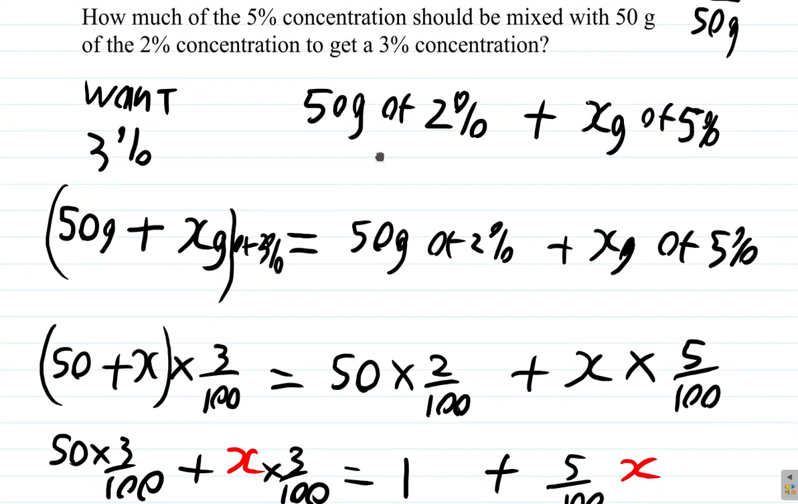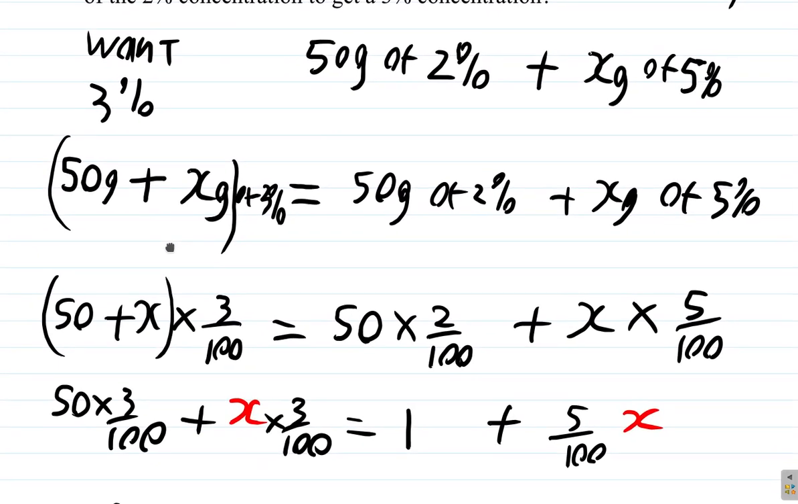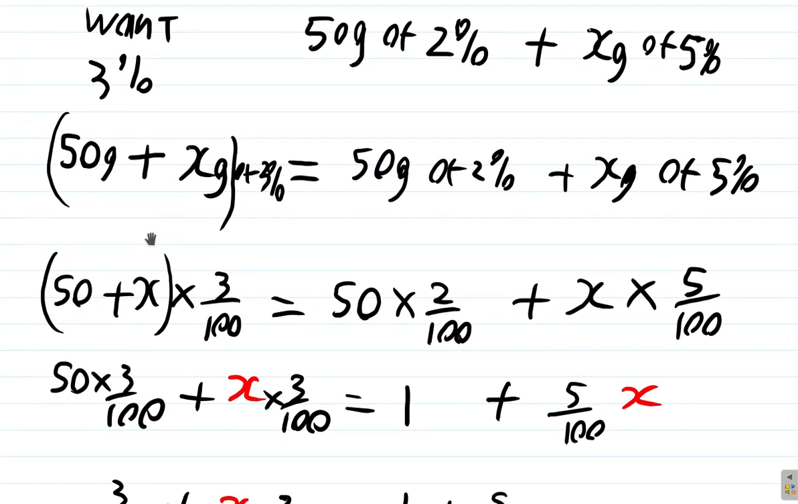So just a quick review. You want 3%, you have 50 grams of 2%, you're going to add it to X grams of 5%. Now, the amount you will have when you mix them is 50 grams plus X grams of the 3%. So you say (50 plus X) times 3 over 100 equals 50 grams times 2 out of 100 plus X grams times 5 out of 100.